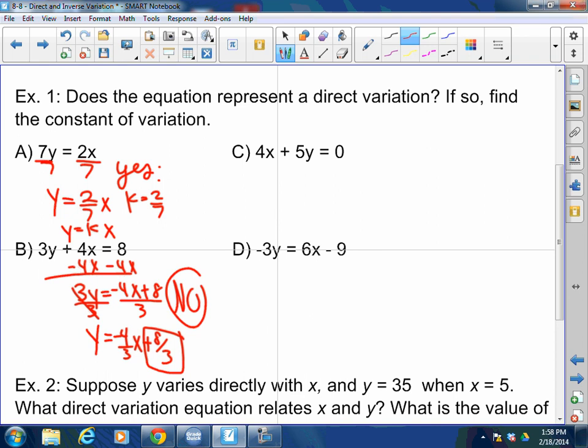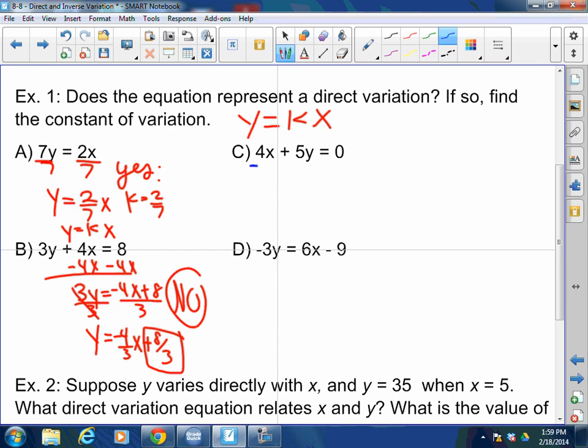Yes, sir, you have your question. Basically, if there's anywhere it says 0 on the next side, right? That's exactly right. That's why I said it's got to solve to be y equals kx. Anything added to it or subtracted to it will not make it a direct variation. Thank you, my brother, for your honesty, sir.